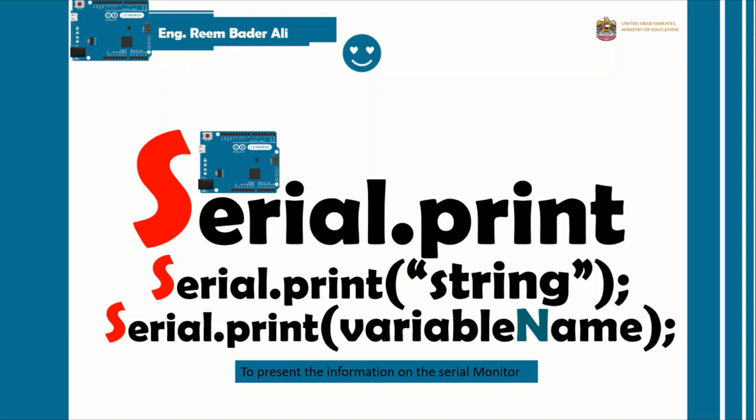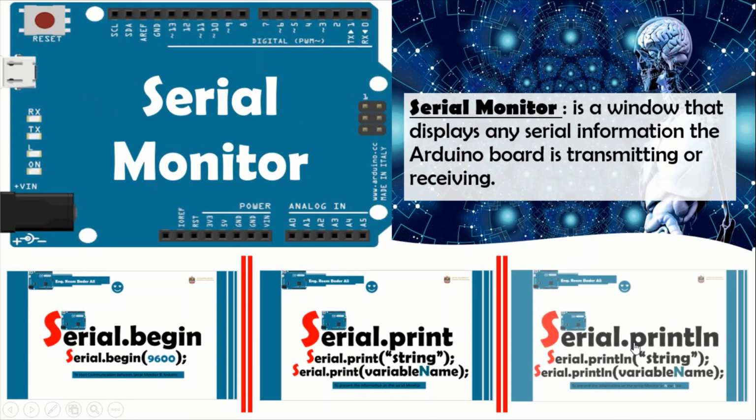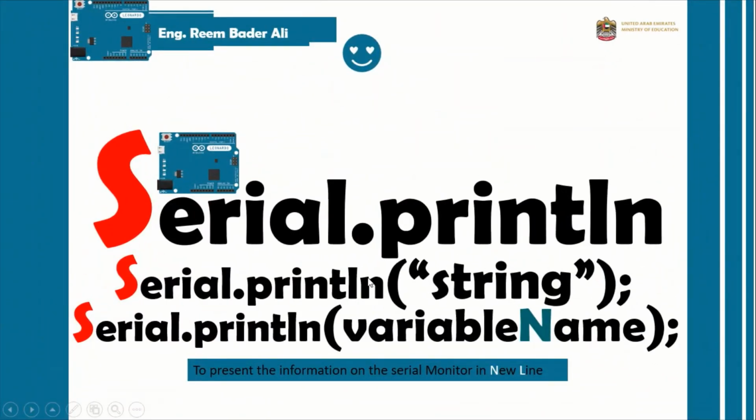Finally, the last command is Serial.println, and it's actually the same function as Serial.print, but the difference is that Serial.println represents a new line. So if you want to present your information each time in a new line, you need to use Serial.println. And that's it. So now let's go to Tinkercad.